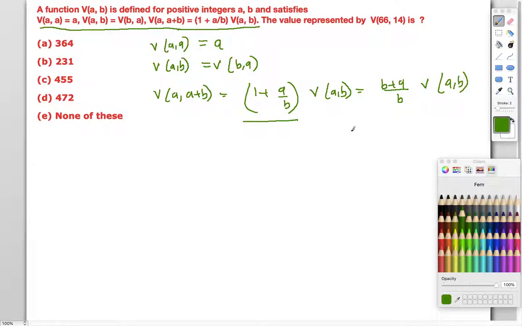Now, such types of questions are usually easy. They're not difficult ones. Yes, it might take a little bit of time, but they are usually easy. You just need to follow the rules and you'll get the answer.